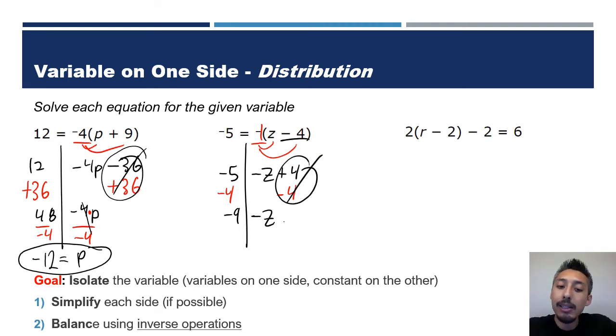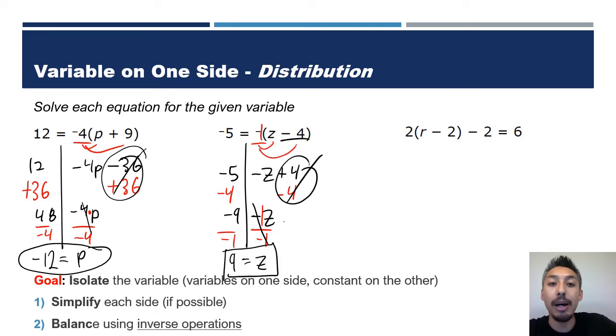Again, there is technically a number in front of z. It's a -1. And since we know that this is multiplication, we're going to use inverse operations and divide both sides by -1, which should give us an answer of positive z on the right side, since this canceled out, and an answer of positive 9 on the left side, since -9 divided by -1 is a positive 9. That means that z is equal to positive 9. That is your final answer.